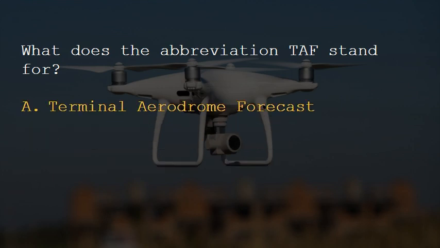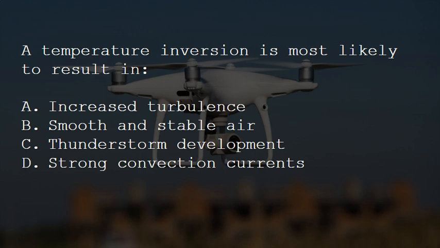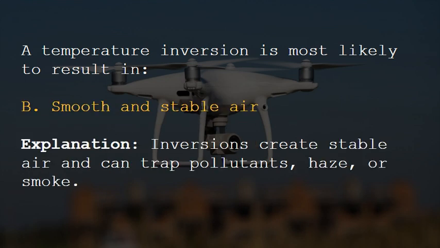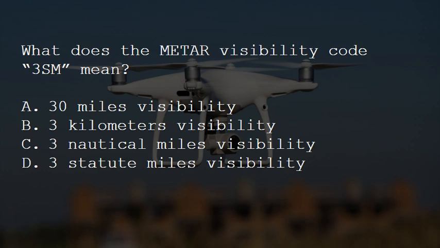The answer is A. Terminal aerodrome forecast. A temperature inversion is most likely to result in: The answer is B. Smooth and stable air. This is because inversions create stable air and can trap pollutants, haze, or smoke. What does the METAR visibility code 3SM mean?